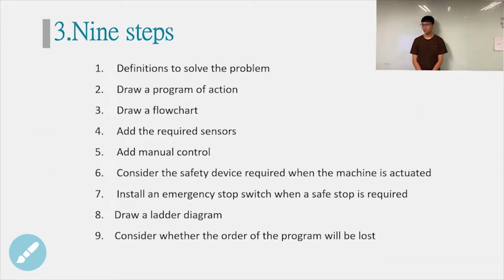The 9 steps. Definition to solve the problem. Draw a program of action. Draw a flow chart. Add the required sensors. Add menu control. Consider the safety device required when the machine is active. Install an emergency stop switch when a safe stop is required. Draw a ladder diagram. Consider whether the order of the program will be lost.